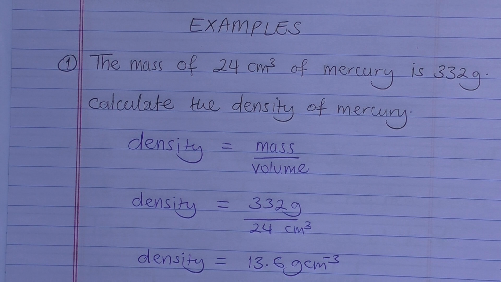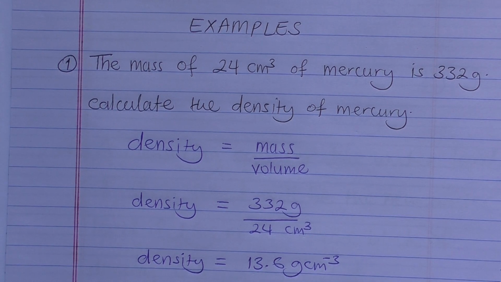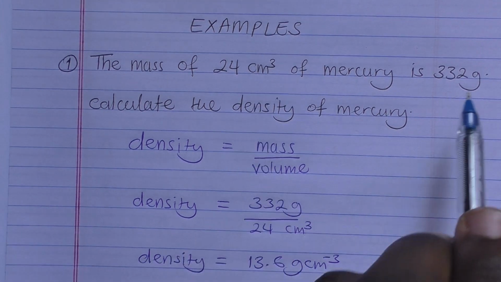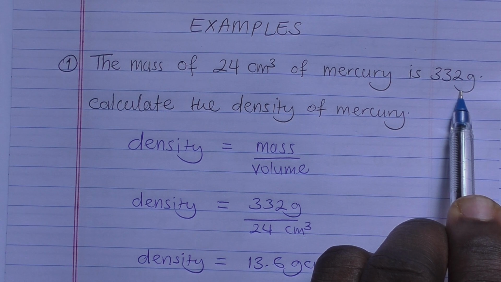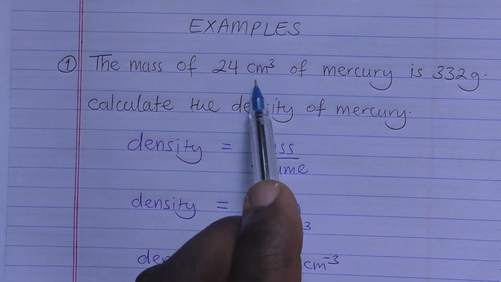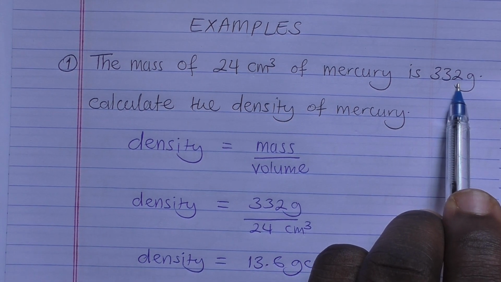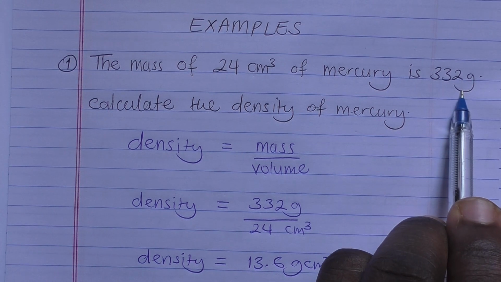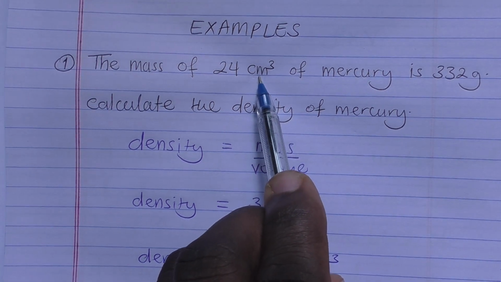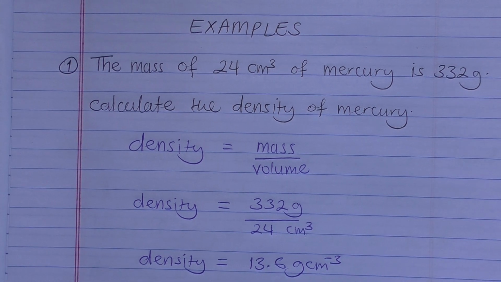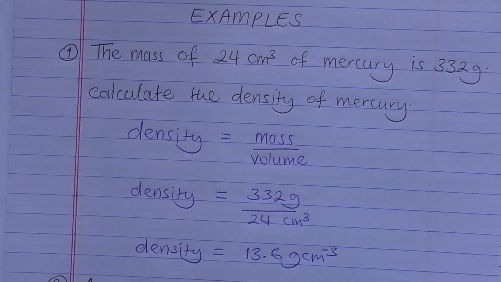Now, members, if at all you are given volume in cubic meters and mass in grams, you should change either the volume to cubic centimeters or the mass to kilograms. Otherwise, grams go with cubic centimeters and kilograms go with cubic meters. Don't mix up grams with kilograms. That is our example 1.